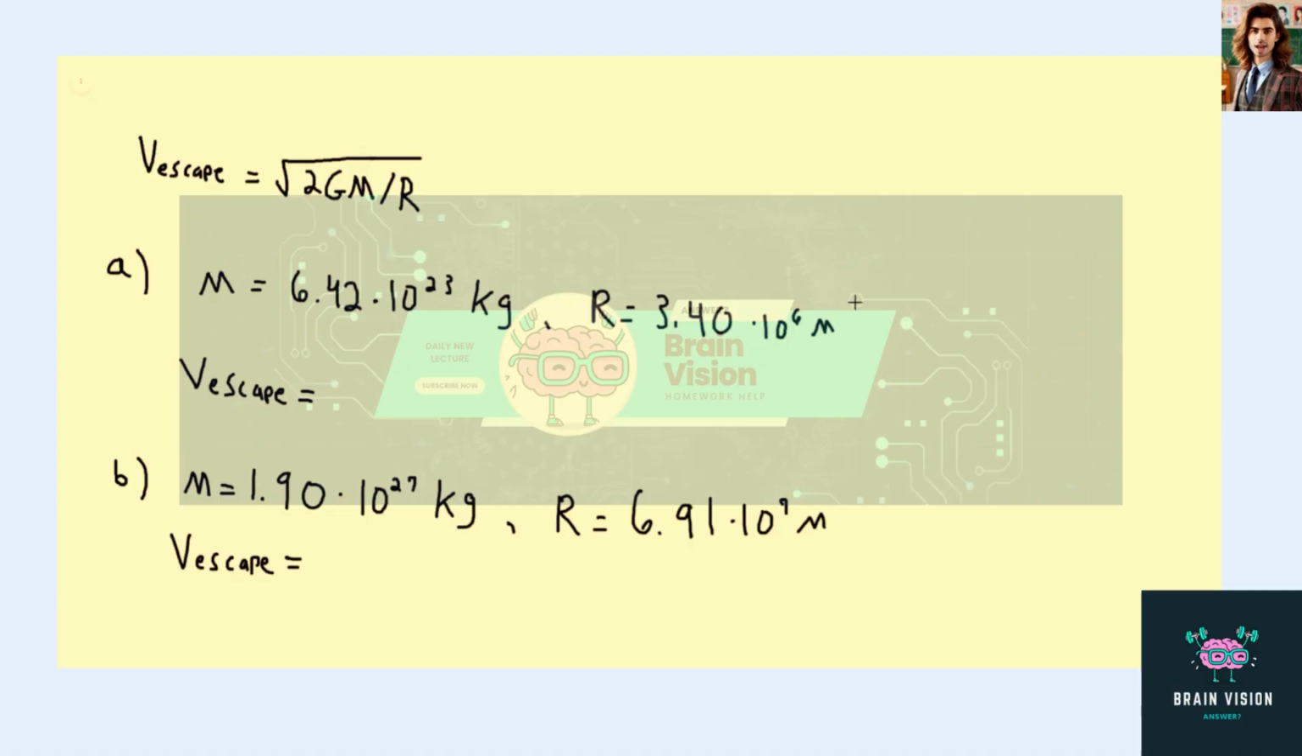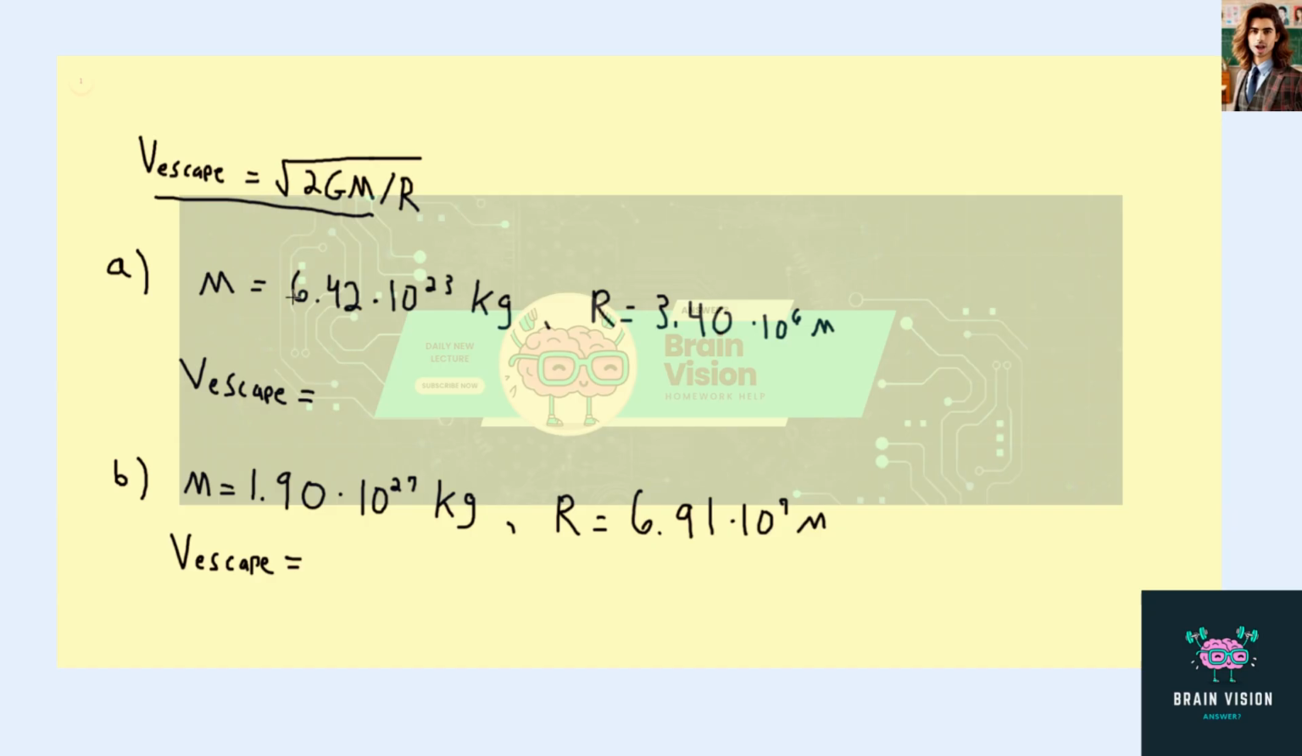We want to find the escape velocity for an object that's on Mars and then one that's on Jupiter. So we saw earlier in the chapter that the escape velocity for any object on any planet is just the square root of 2GM over r, where M here is the mass of the planet and r is the radius of the planet.